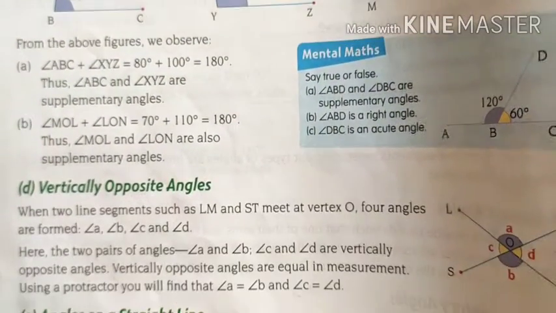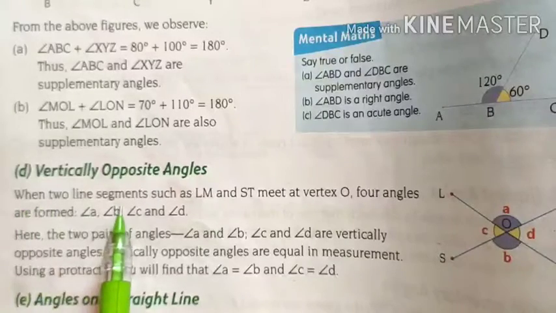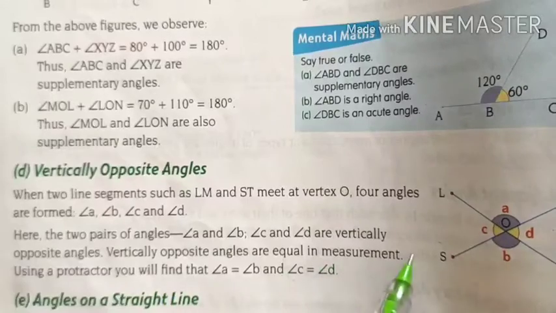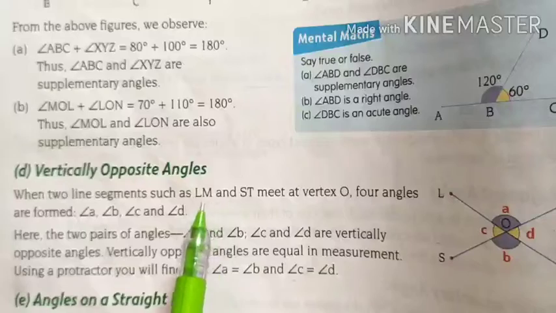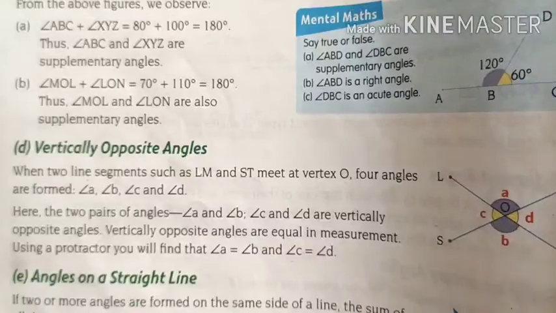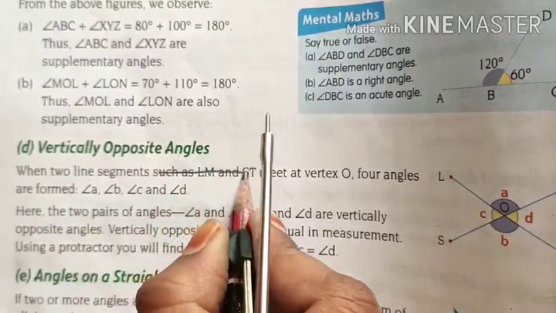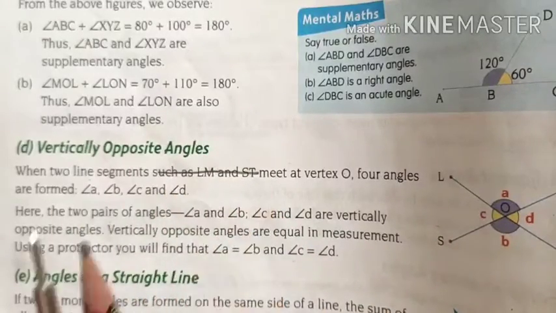And after that we will go to D, that is vertically opposite angles. And when two line segments, actually here we have to write down some larger definition. So first we will write the first line. When two line segments such as LM, this we can cut. When two line segments such as LM and ST, this we will cut. We will not write down this one, such as LM and this ST.